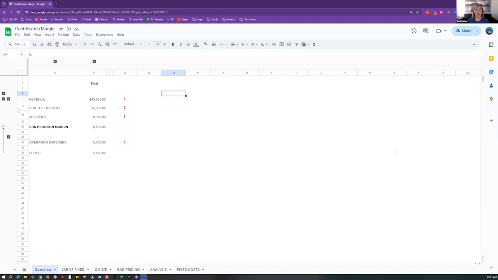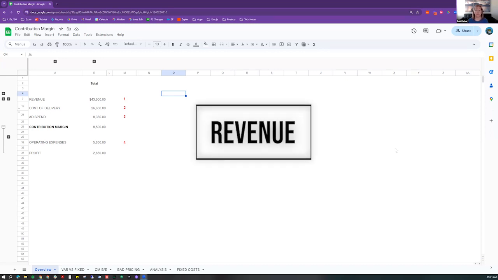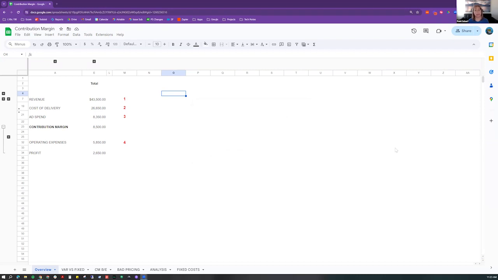When you are looking at the income statement for an e-commerce business, there really are probably four big categories of costs and income that are associated with an e-commerce business. The first is revenue. That's going to be the products that you sell, the money that the business takes in from selling the products. Okay.